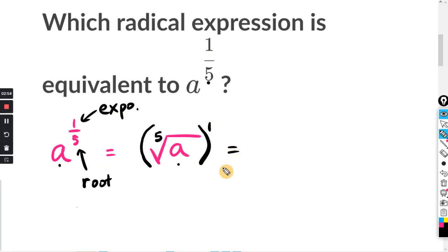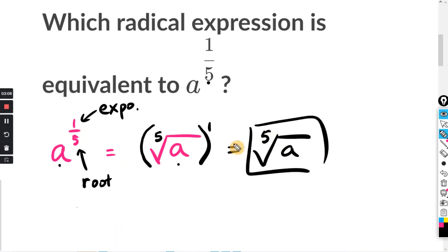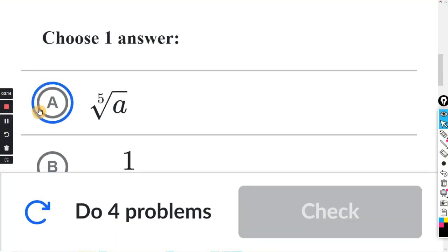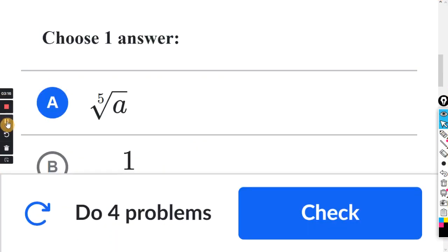Now, if something is raised to the power of 1, you can just leave it out. You can just omit it. You don't need to raise something to the power of 1. So we just keep this as the 5th root of a. That's it. You don't need to raise it to the power of 1. So right here, 5th root of a.